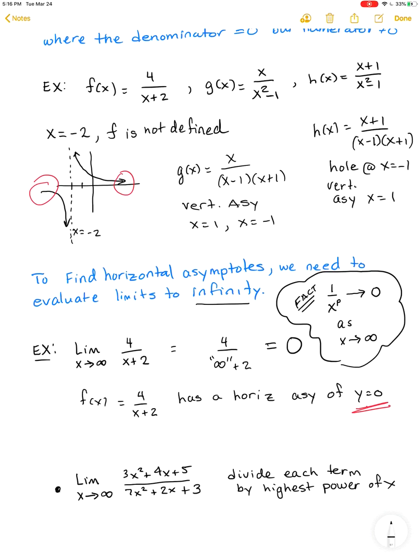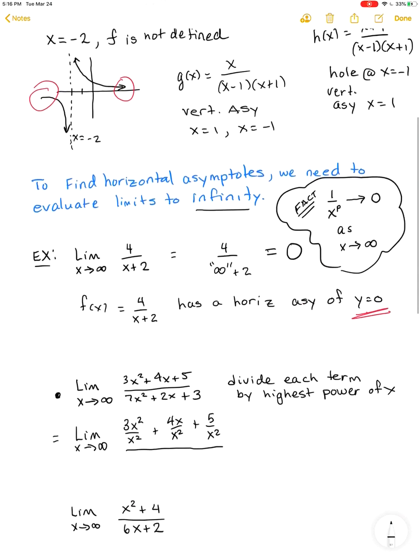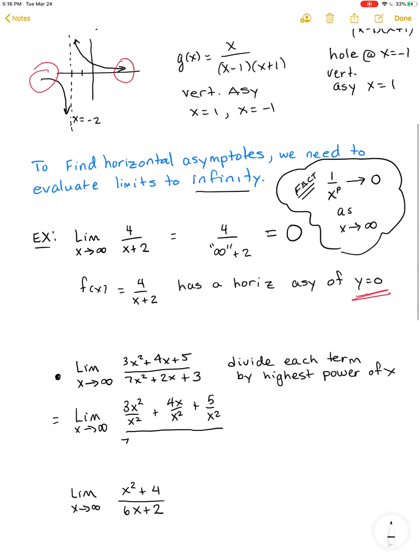So here I see x squared is the highest power of x. Let's rewrite this where I divide each term by x squared. So I'm going to have 3x squared over x squared plus 4x over x squared plus 5 over x squared. And then downstairs we have 7x squared over x squared plus 2x over x squared plus 3 over x squared. And one little simplifying step here, let's reduce the x's where we can.